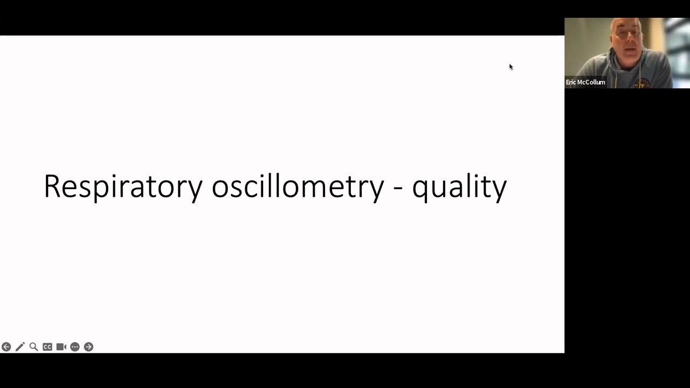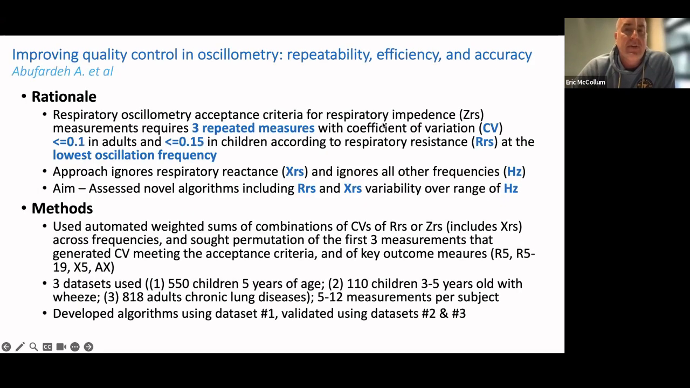All right, and then another one on respiratory oscillometry. I'm keeping track of the time here. I think this is number 3. This one is on quality of respiratory oscillometry measurements, and this is something that I've been contemplating and just thought it'd be something to share. So this is an abstract on improving quality control in oscillometry: repeatability, efficiency, and accuracy. And this is by Abu Ferde and colleagues.